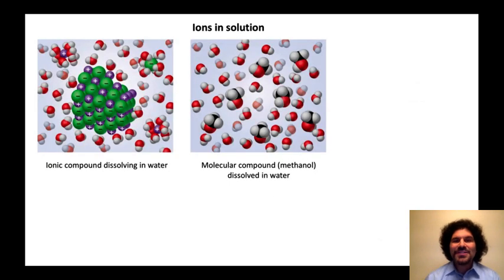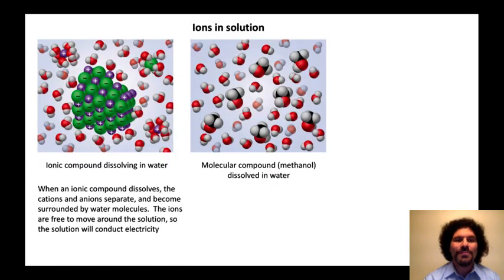So to be able to see if this is the case, let's take a closer look again at ions in solution. In the figures on the screen, we have a picture of an ionic compound dissolving in water and also a picture of a molecular compound, namely methanol in this case, dissolved in water. When an ionic compound dissolves, the cations and anions separate and each one becomes surrounded by water molecules. The ions are free to move around the solution, so those pluses and minuses that are surrounded by the water molecules can go wherever they want, so the solution will conduct electricity.